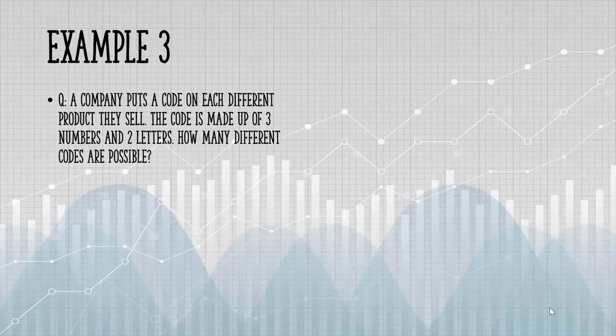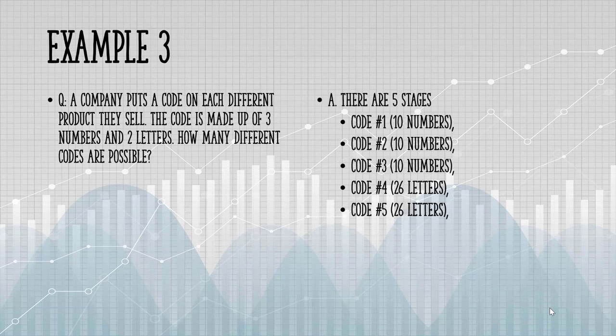A company puts a code on each different product. The code is made up of 3 numbers and 2 letters. How many different codes are possible? In this example, the stages are the different numbers and letters that make up the code. In other words, the code is made up of 5 numbers or letters. We also have a different number of choices for each of these stages.